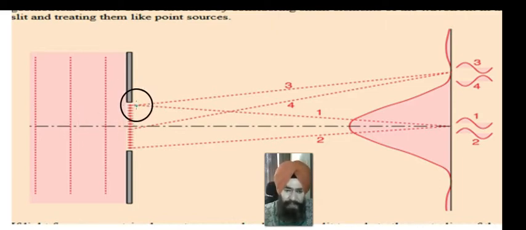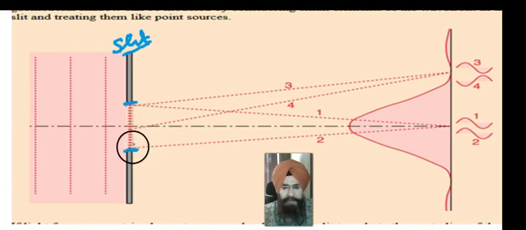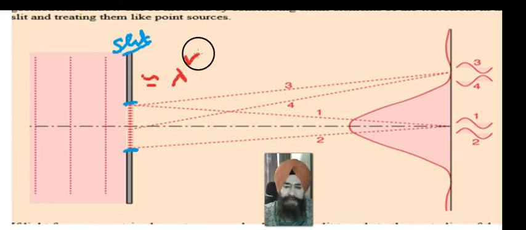So this is our slit. Slit means a narrow opening. The opening is from here to here, right? And the size of the opening is approximately the size of the wavelength which is used, and we're using monochromatic light. Monochromatic means a single wavelength.